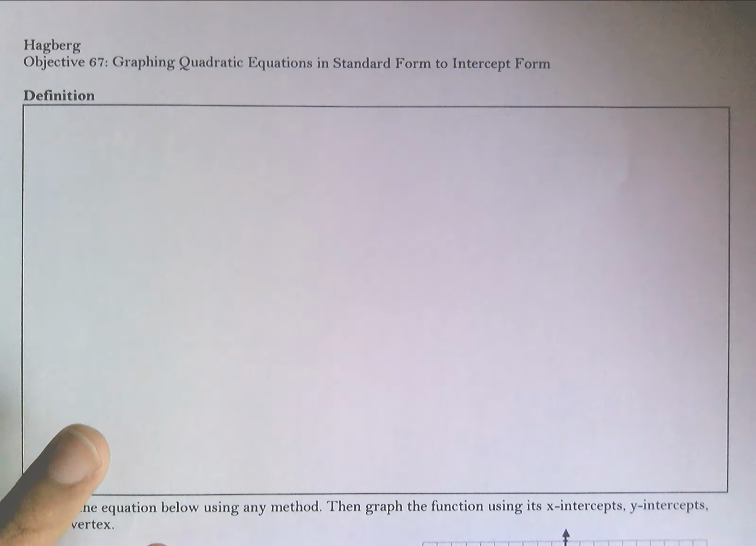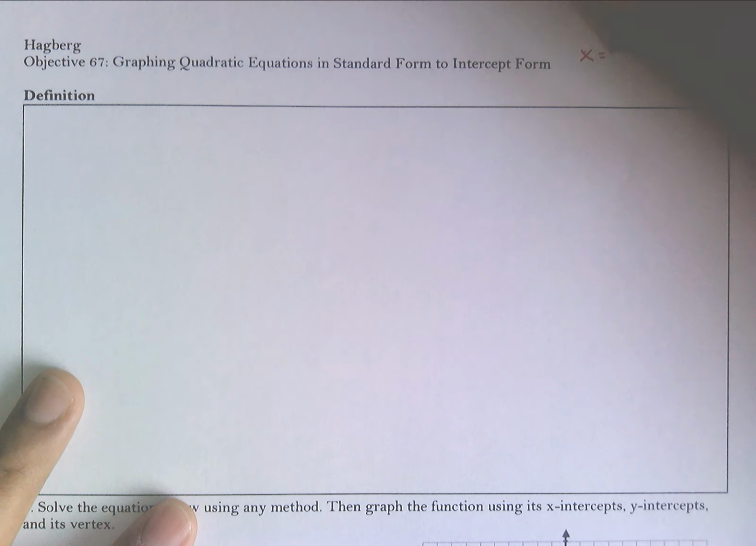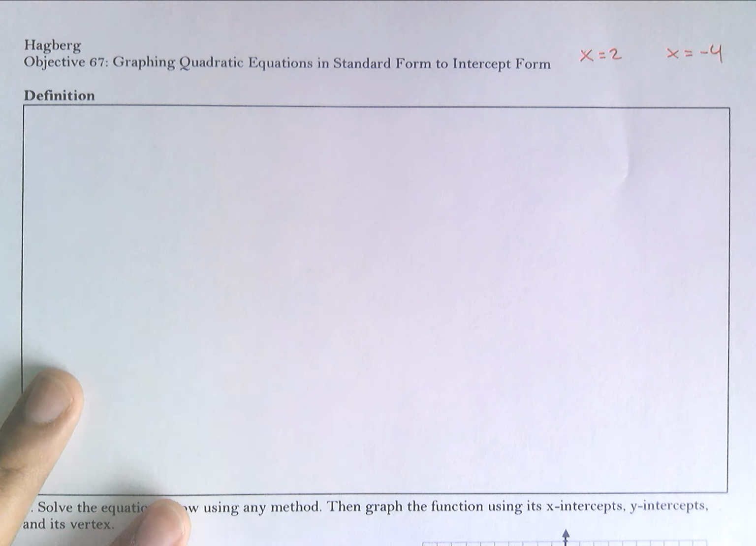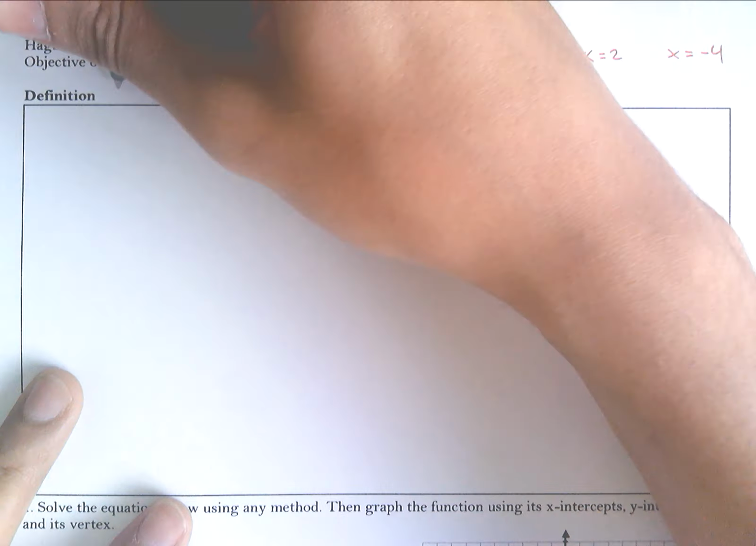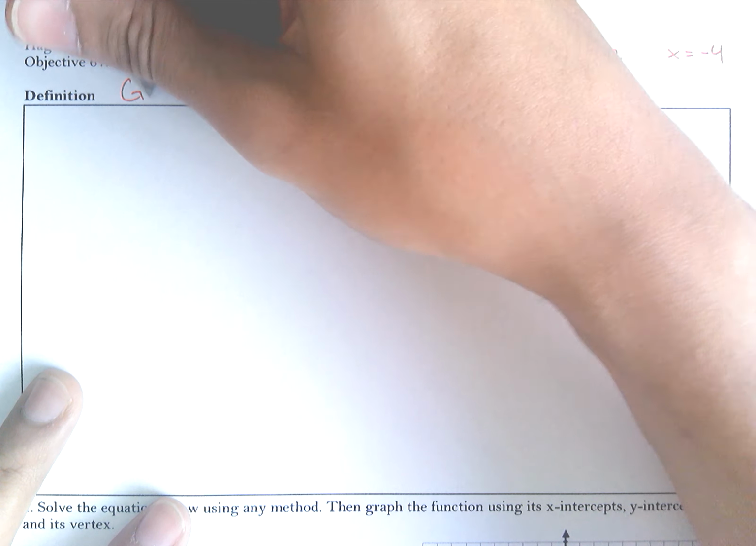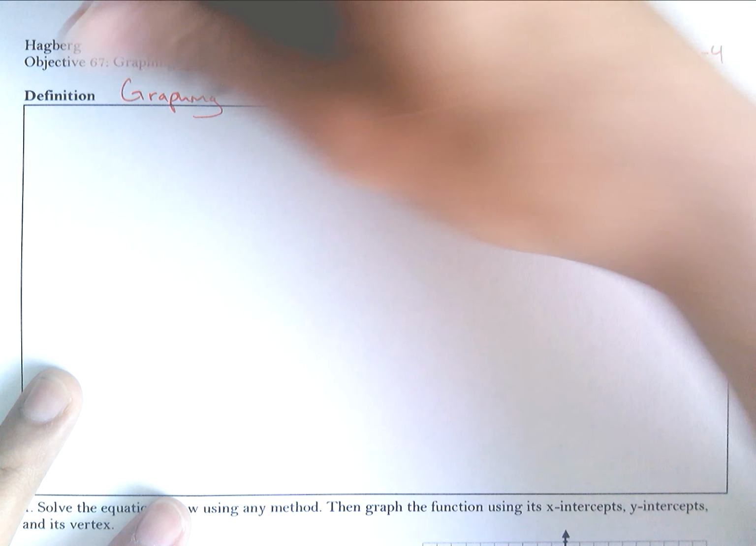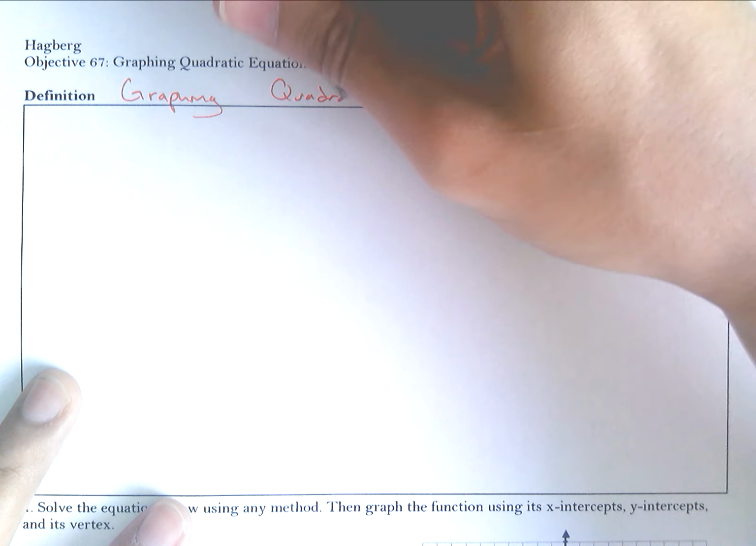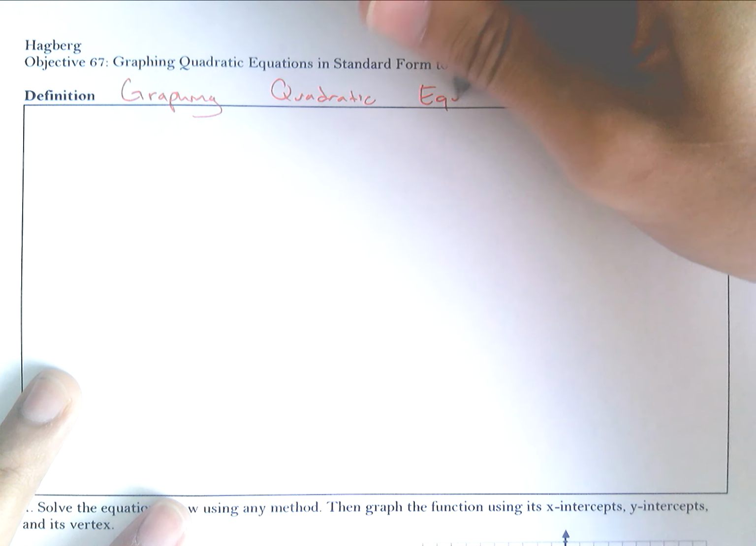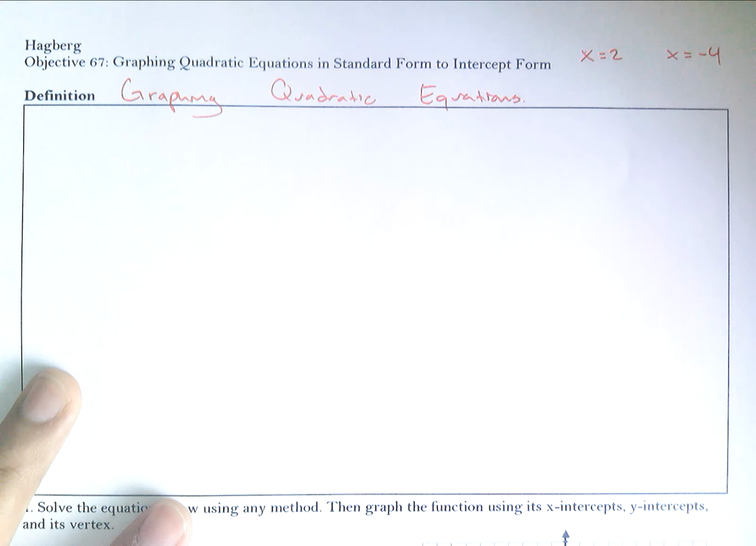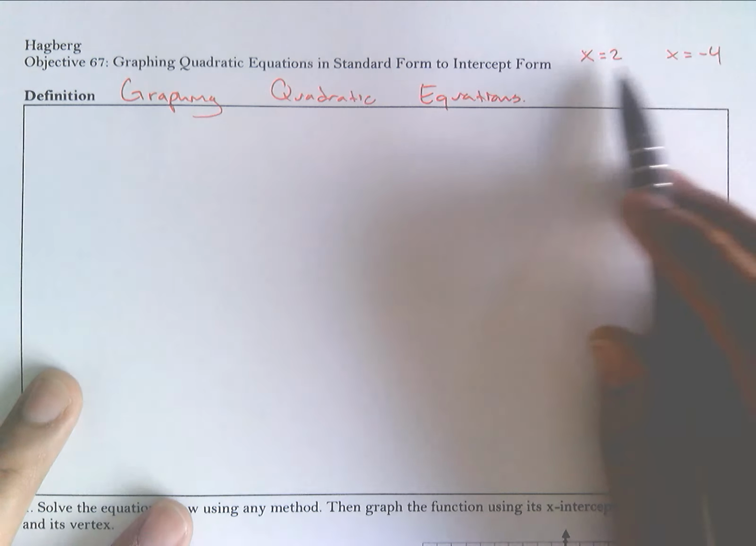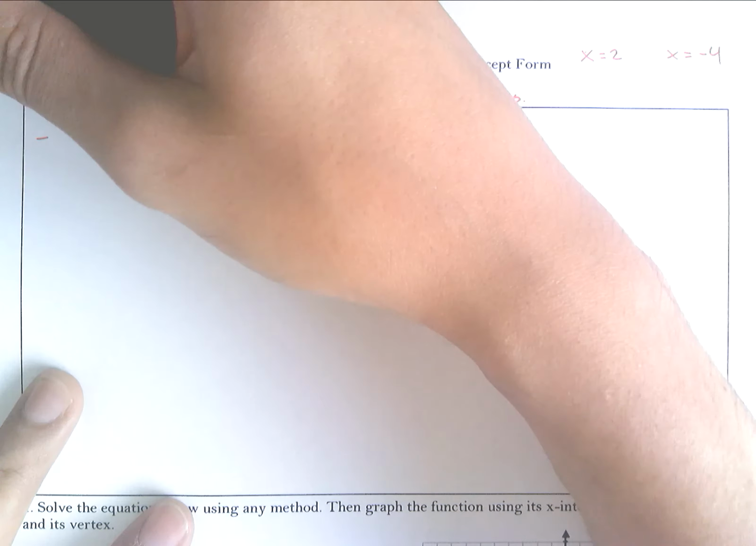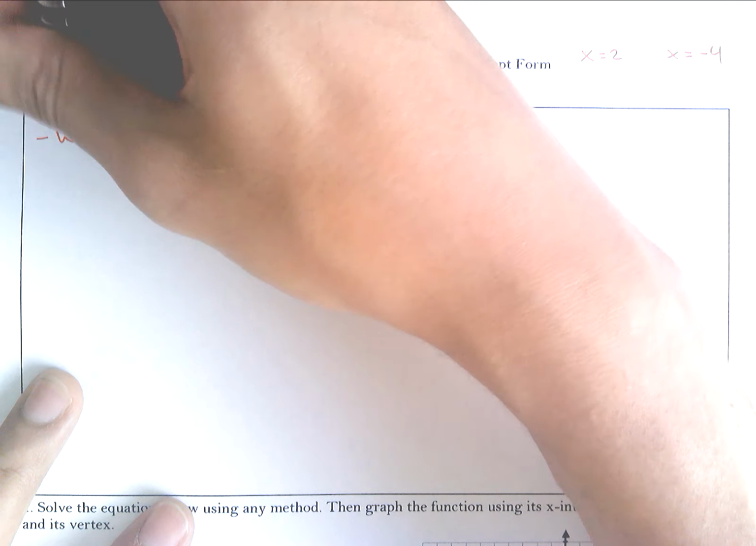Remember when we talked about solving, we would get solutions like x equals 2, x equals negative 4. We got two solutions to our quadratic equations, and we're going to see how we use those to graph. So here we're going to write out graphing quadratic equations. What these solutions mean to the quadratic equation is that they represent the x-intercepts on the graph. So let's go ahead and write that out.